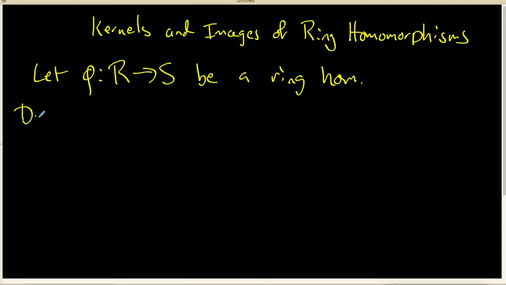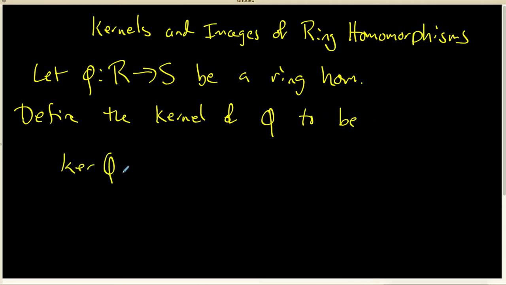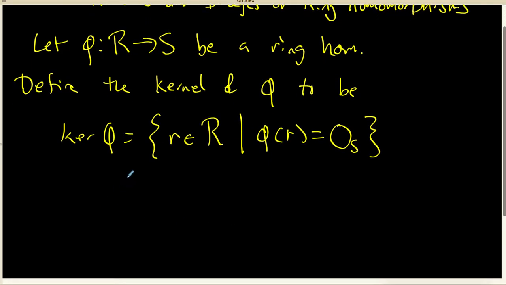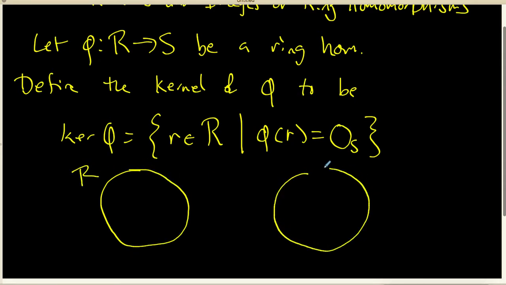We're going to define the kernel of phi to be the set: kernel phi is equal to the set of everything inside ring R such that phi sends r to the zero element inside of S. And I kind of want to stress schematically what this is actually doing. So if this is R and this is S, we have somewhere over in S the zero element.